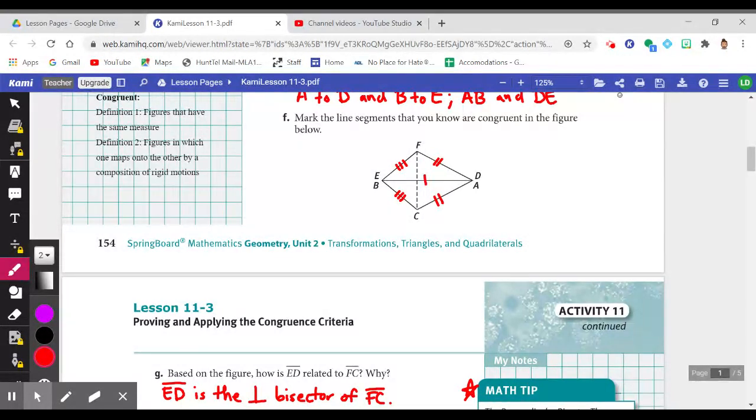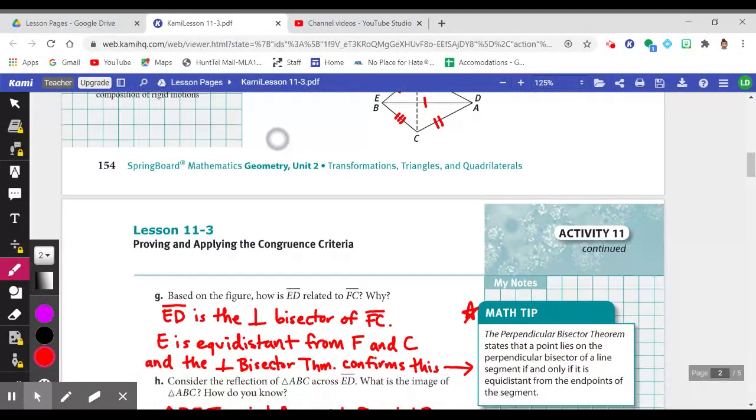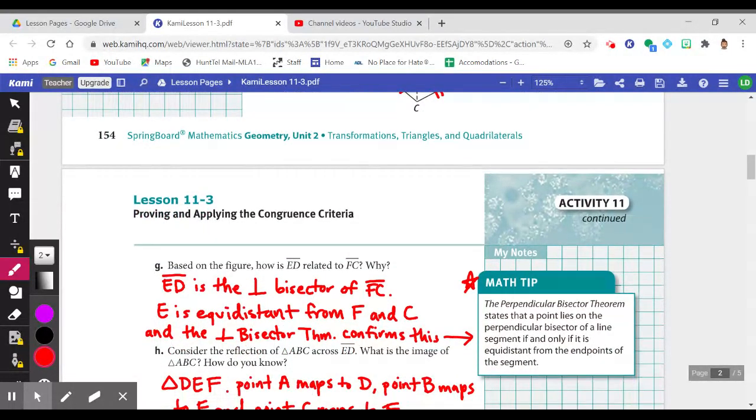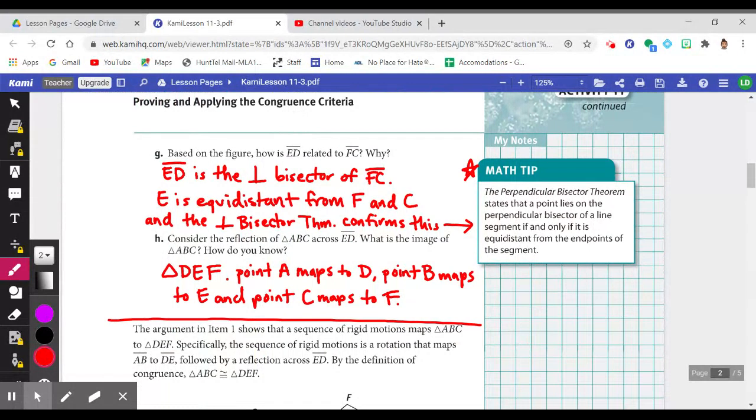So if a point is equidistant from the 2 endpoints, then that point, in this case E, is on the perpendicular bisector, which also means that point B is on the perpendicular bisector, and point D is on the perpendicular bisector, and A is on the perpendicular bisector. So the reason I know that is that, again, that distance from E to C is the same, or equidistant, from E to F. Well, if ED is really the perpendicular bisector, we know that reflections hinge on this idea of a perpendicular bisector.